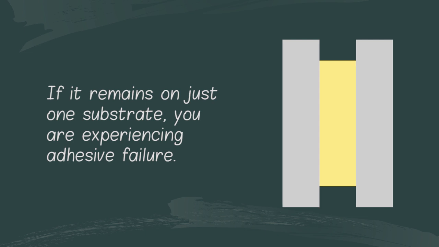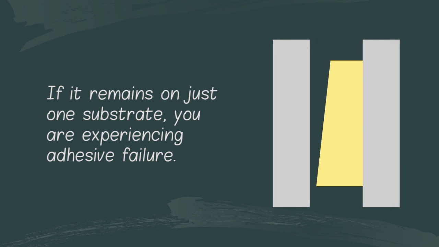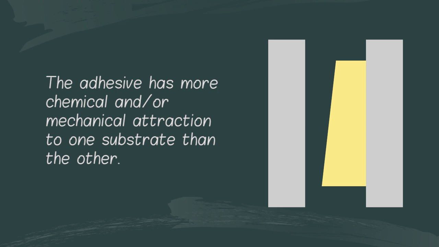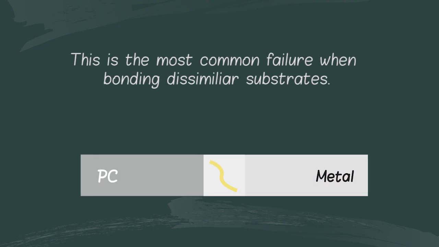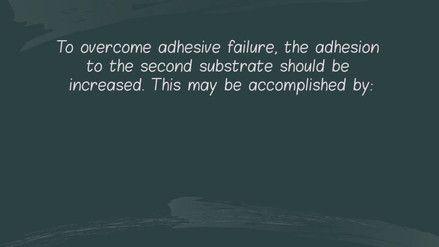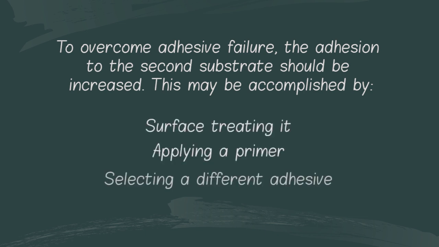If it remains on just one substrate, you are experiencing adhesive failure. The adhesive has more chemical and/or mechanical attraction to one substrate than the other. This is the most common failure when bonding dissimilar substrates. To overcome adhesive failure, the adhesion to the second substrate should be increased. This may be accomplished by surface treating it, applying a primer, or selecting a different adhesive altogether.